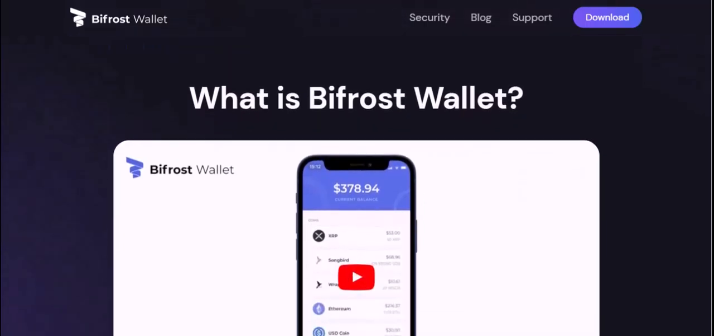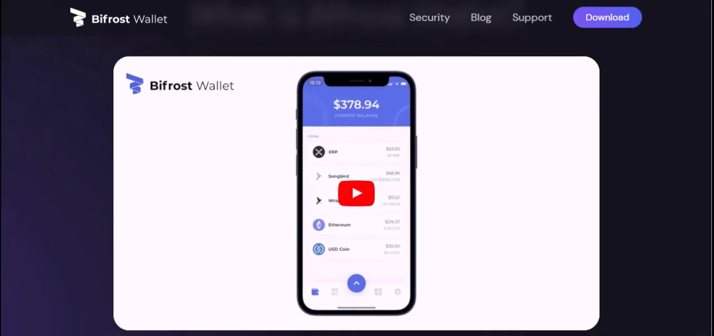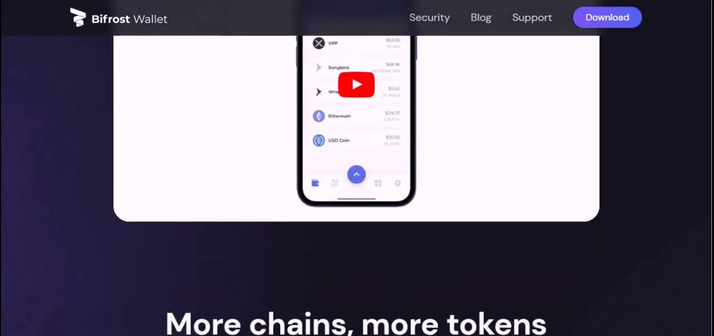In essence, manually adding coins to your Bifrost wallet empowers you with complete oversight of your crypto portfolio. It's a simple skill that can save you a lot of worry and ensure you're always fully aware of your digital wealth.